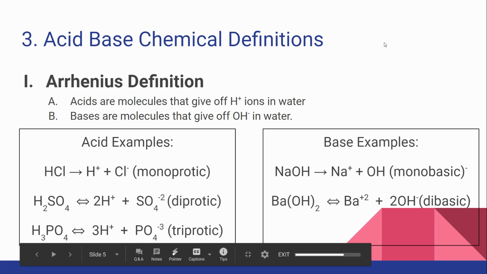All right. So that's how to identify them. Usually you'll have H at the beginning of the compound if it's an acid, OH minus at the end if it's a base. Okay.